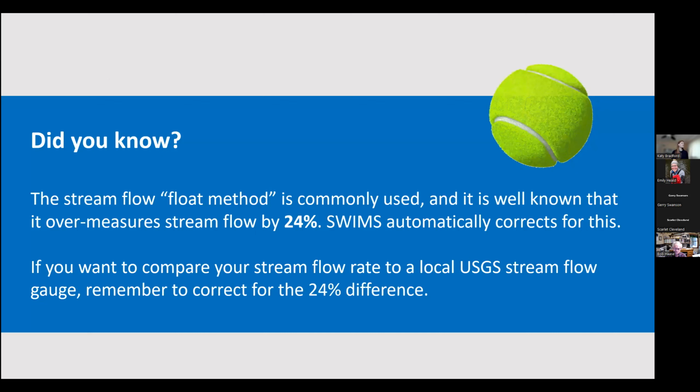And I did this recently when I went out on my local Pheasant Branch Creek. We did a stream flow with the float method. We have a stream flow gauge by USGS, maybe a quarter mile away. And I corrected for the 24% difference, and it was exactly the same. So it works really well.